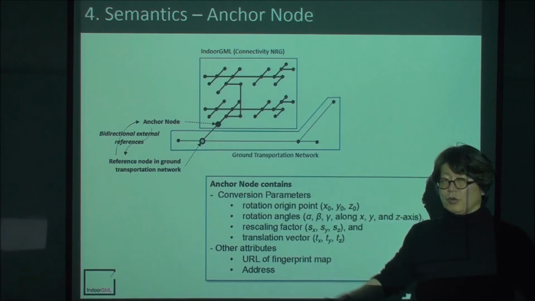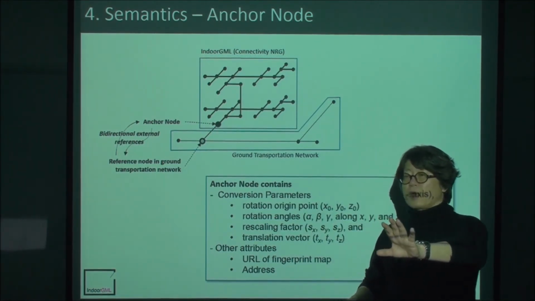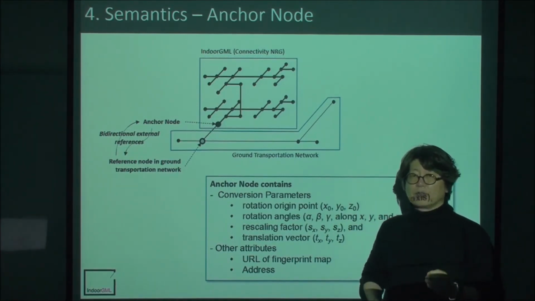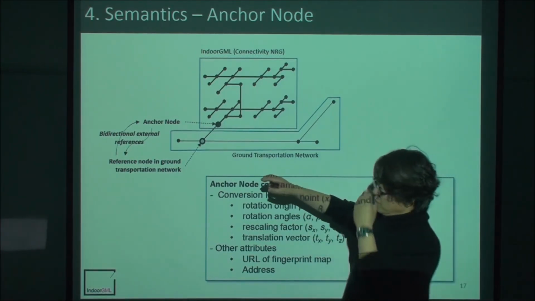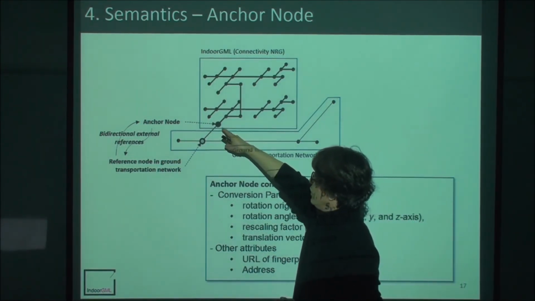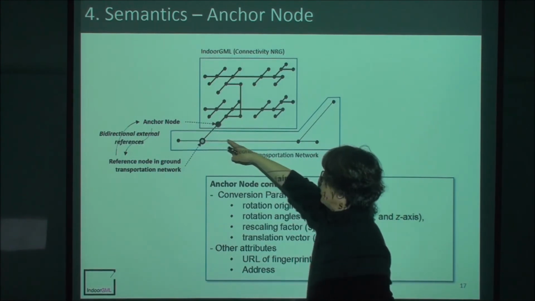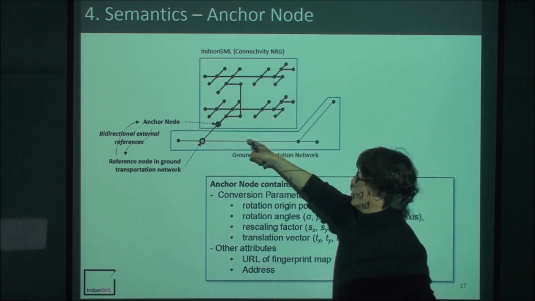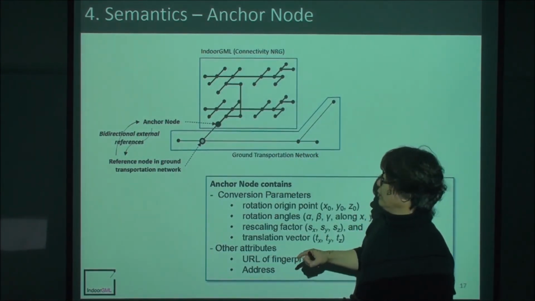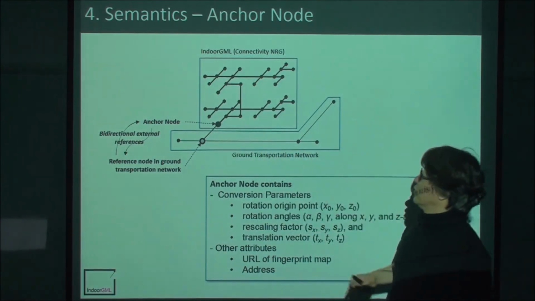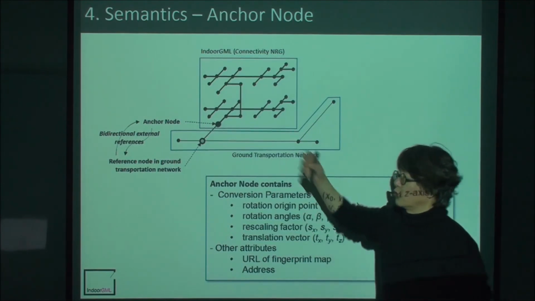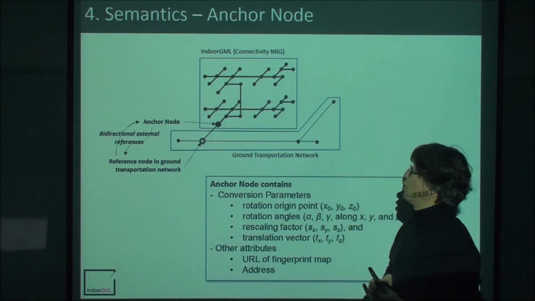For example, if you have a big building and there are two gates, then each gate can be defined as an anchor. So anchor plays a very important role for several things. The first, it connects the indoor space with outdoor space. For example, here we have a connectivity graph, and it connects with the graph of ground transportation network, for example. So this is the one very important role of anchor node.